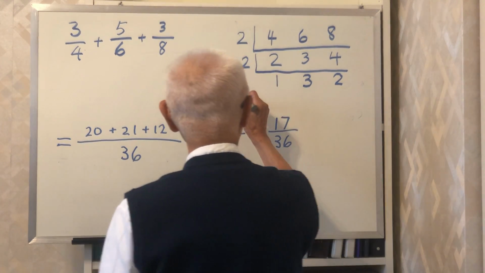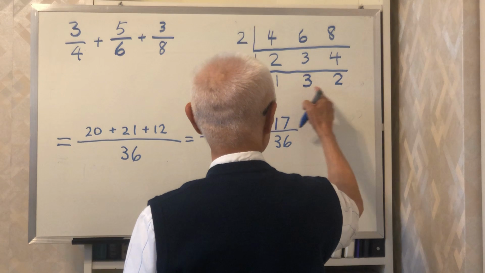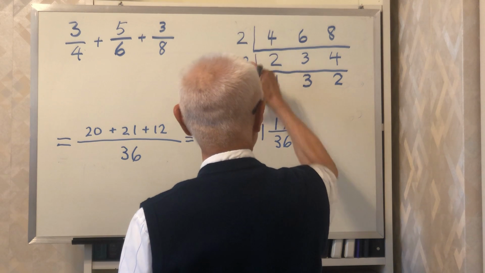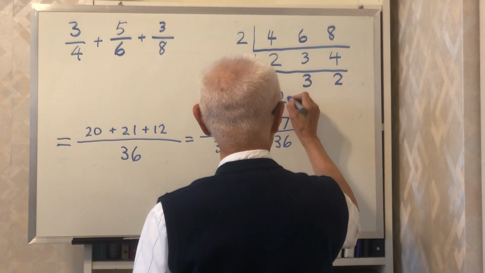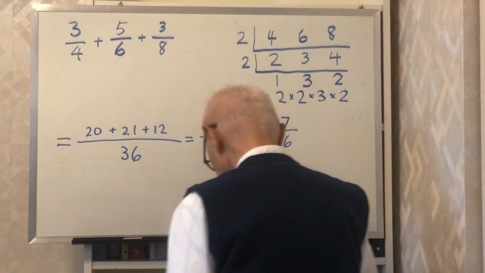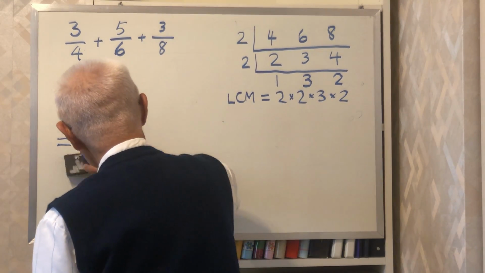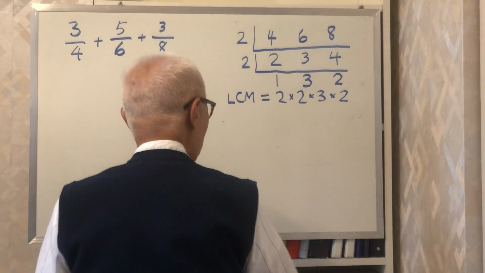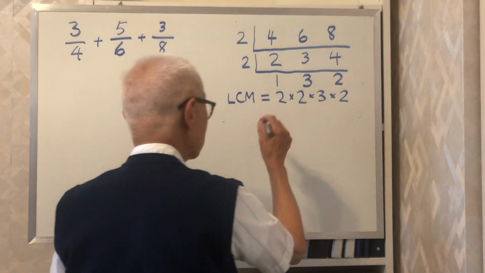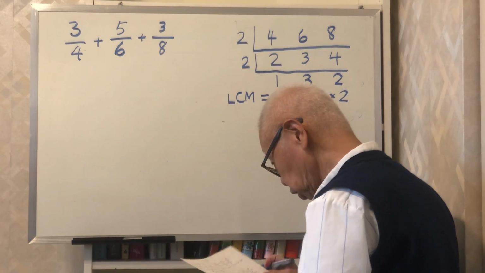So what is the LCM? Is it 2 times 2 times 1 times 3 times 2? You don't need to worry about multiply 1. So it's 2 times 2 times 3 times 2. I have 2 times 2 times 2, which is 8. 8 times 3 is 24. So the common denominator is 24.